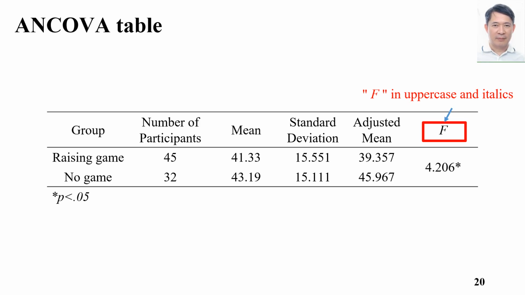When displaying this table, in addition to the number of participants, mean, and standard deviation, we also include the adjusted mean. Additionally, there is an F value. The F value is copied from earlier. Since the significance is less than 0.05, we will put 1 star. The adjusted post-test score for the no game group is greater than that of the raising game group. This means that the performance of participants without gaming is better.